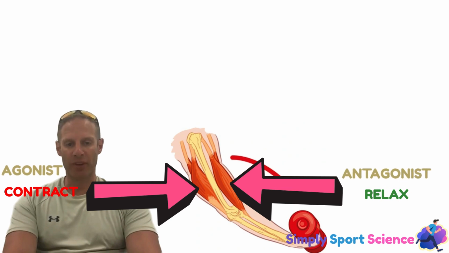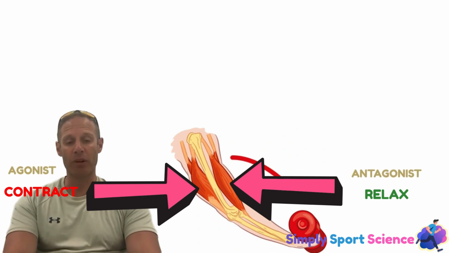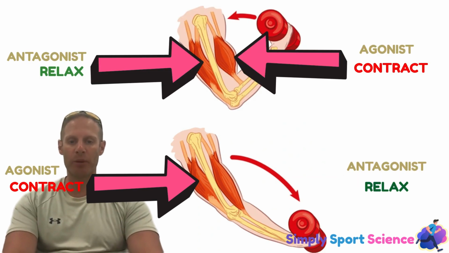When the movement is reversed and you straighten your arm, the roles simply reverse. The tricep now contracts, becoming the agonist, and the bicep relaxes, becoming the antagonist. This dynamic partnership is found throughout your body.